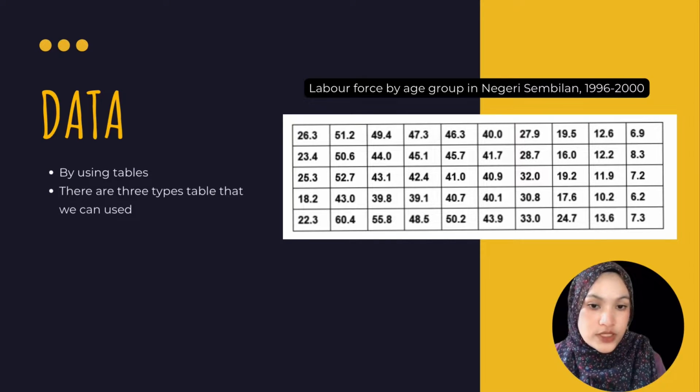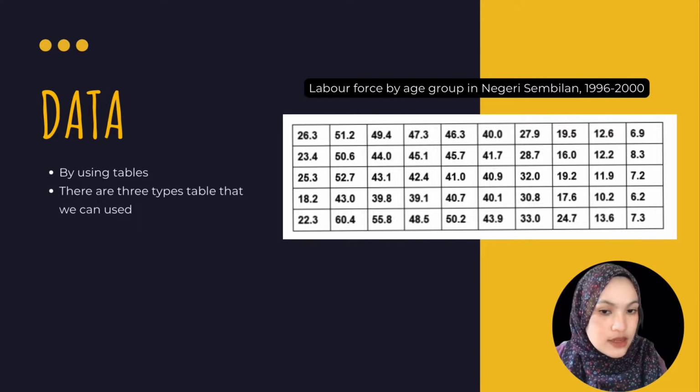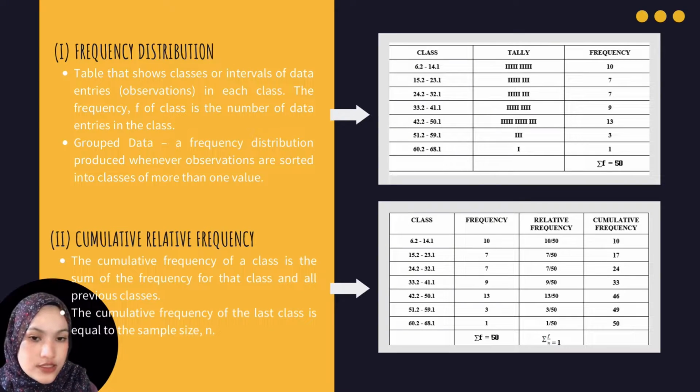First, I'm going to present part A number 1. The data we use for our group assignment is from Appendix 1, which is labor force by age group in Negeri Sembilan between 1996 to 2000. In the next sections, I will show you the type of table that we use for our group assignment.